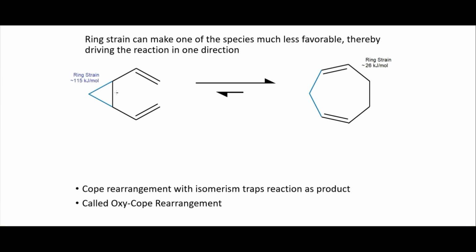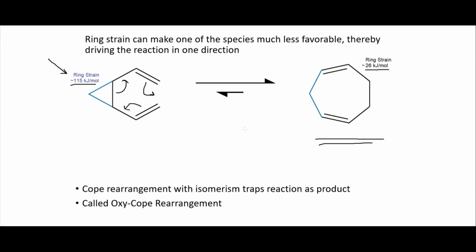So again, we can think of this as going like that, this as going down like that, and this going over like that, so that we end up with this 7-member ring right here. This one over here with the cyclopropyl group on it is going to have a lot more ring strain, whereas this one over here that does not have that cyclopropyl group is going to have a lot less ring strain. So this one over here is going to be the favored species in this reaction.